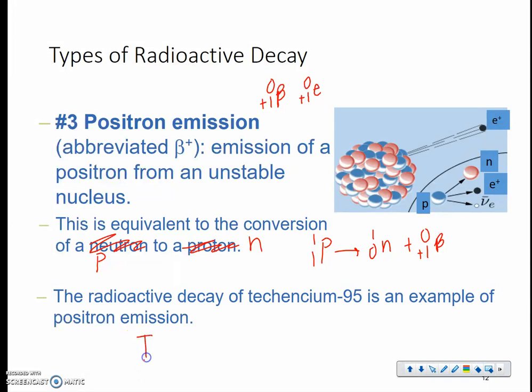So technetium-95, atomic number 43. What's going to happen is its atomic number is going to go down, but it's also going to release this positron particle over here.